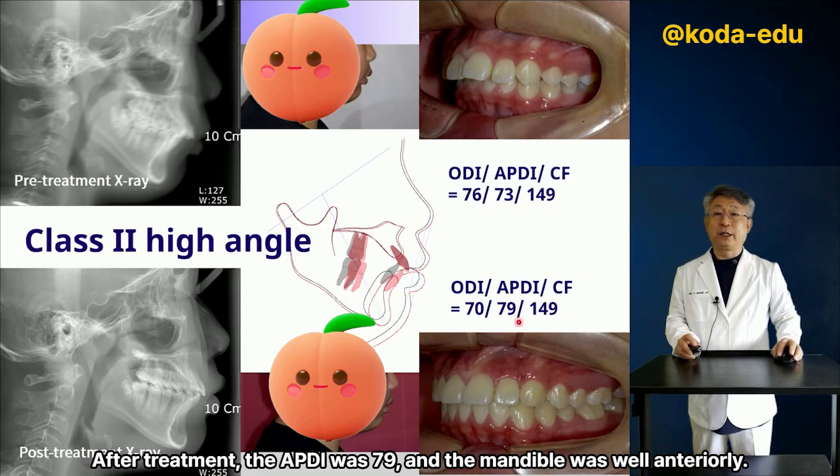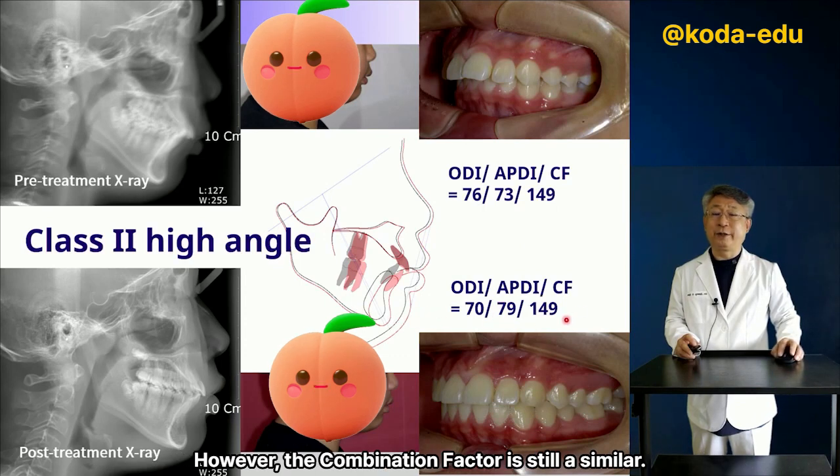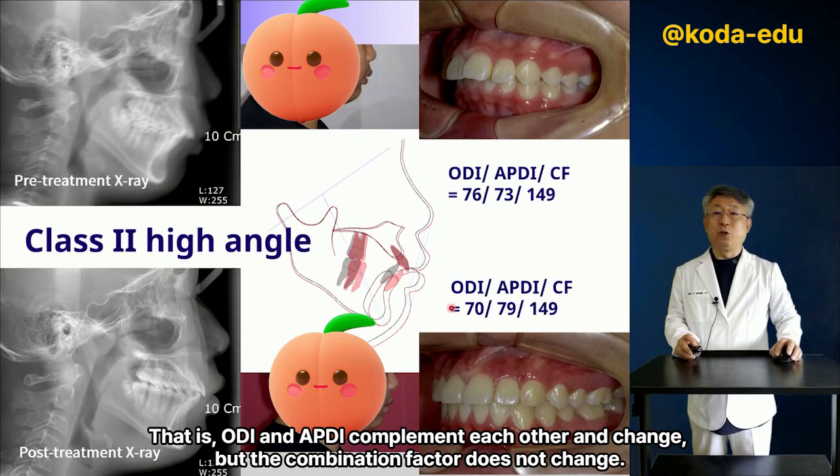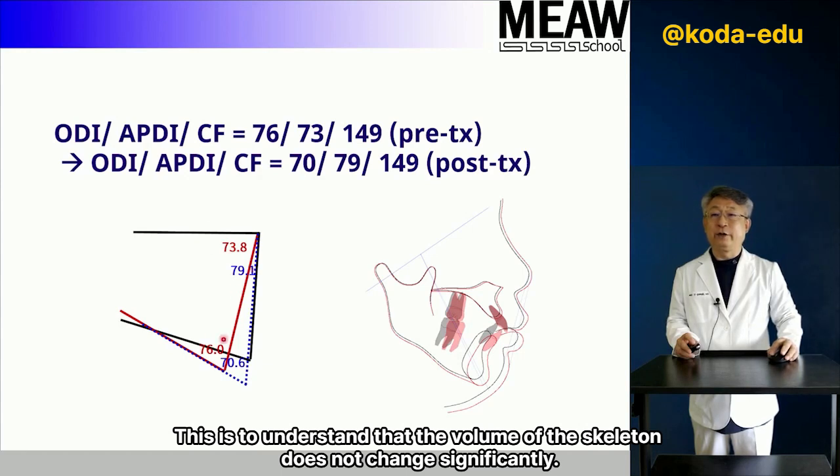After treatment, the APDI was 79 and the mandible moved well anteriorly. However, the combination factor is still similar. That is, ODI and APDI complement each other and change, but the combination factor does not change. This is to understand that the volume of the skeleton does not change significantly.